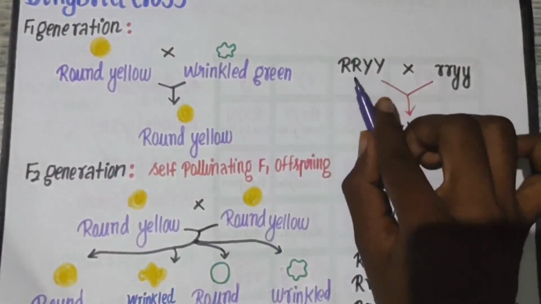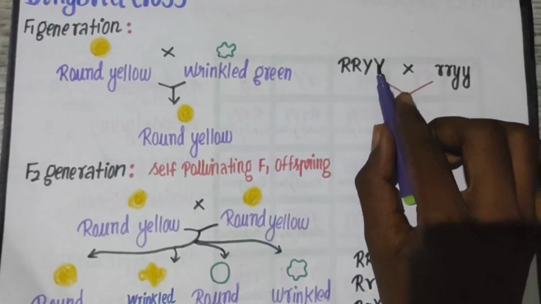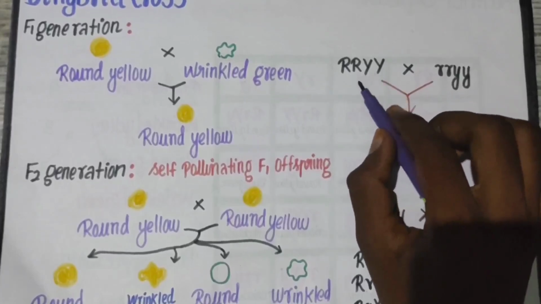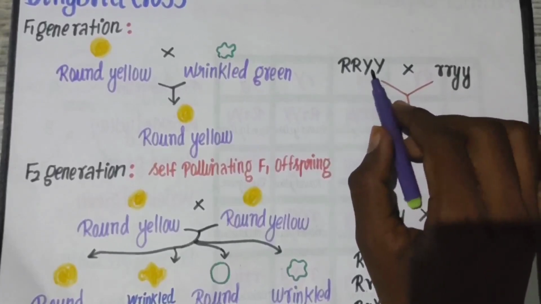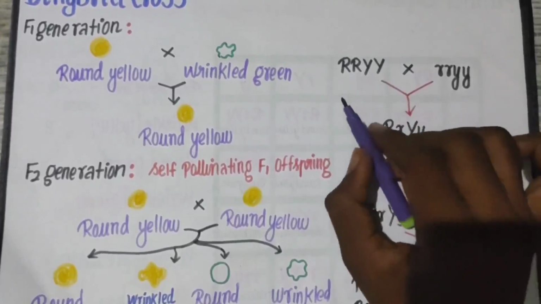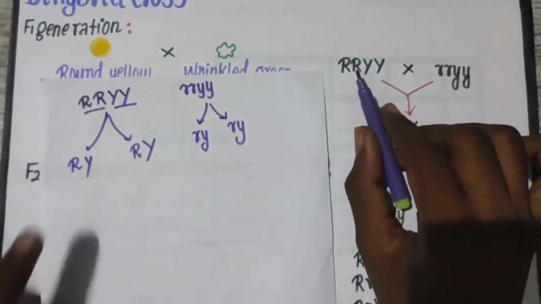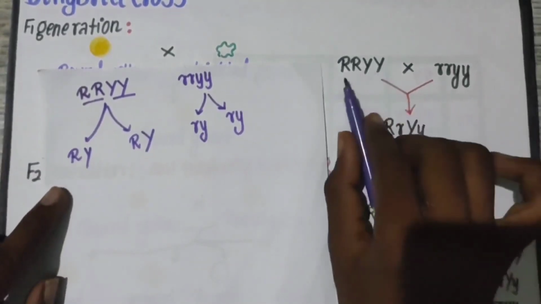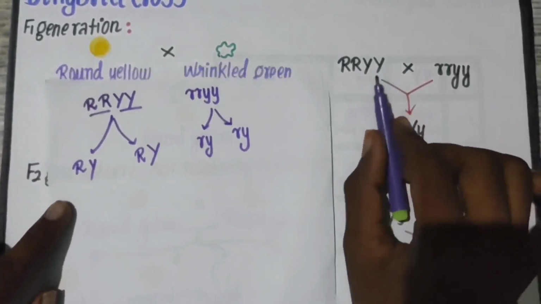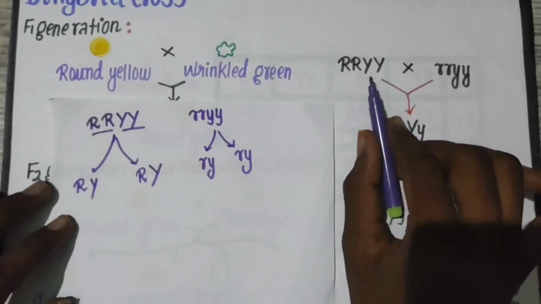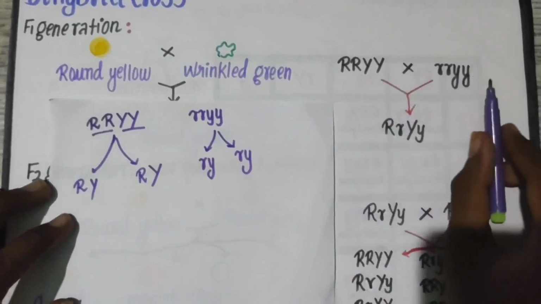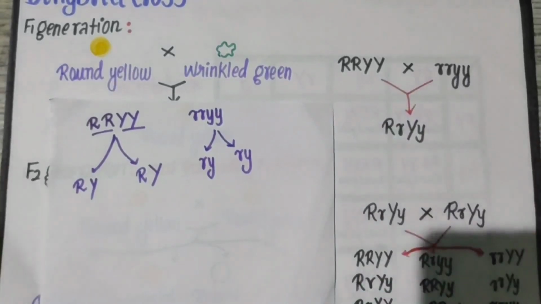We have studied that during gamete formation, alleles separate and only one allele among the pair reaches the gamete. So what are the probabilities for the gametes I have given here? See, capital R, capital R, capital Y, capital Y. So this is the homozygous round yellow and this is homozygous wrinkled green, right? Now, when we were crossing, what is the result?